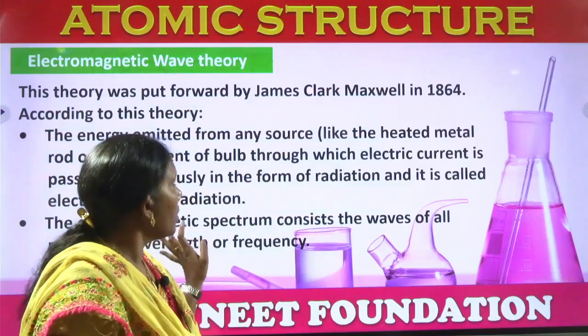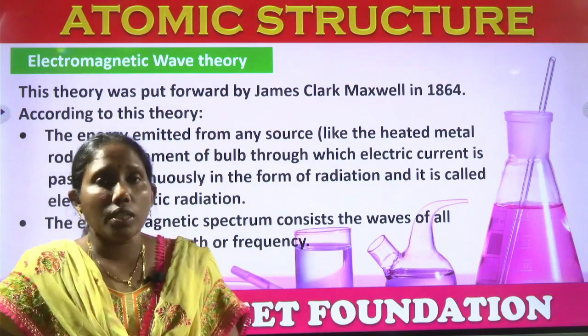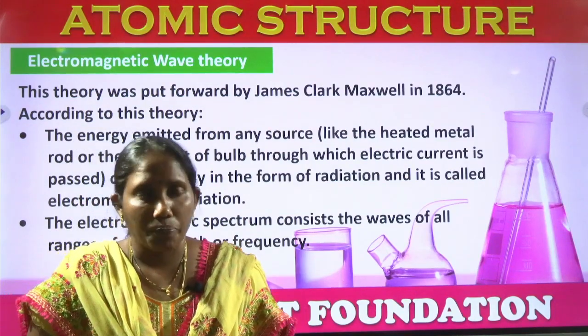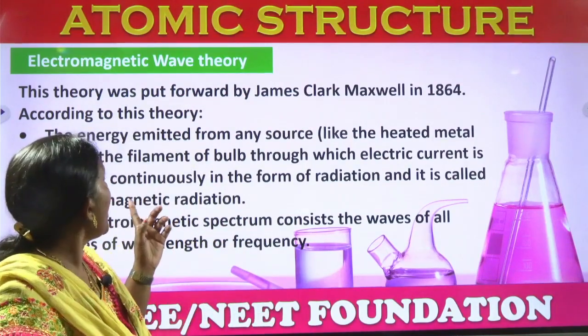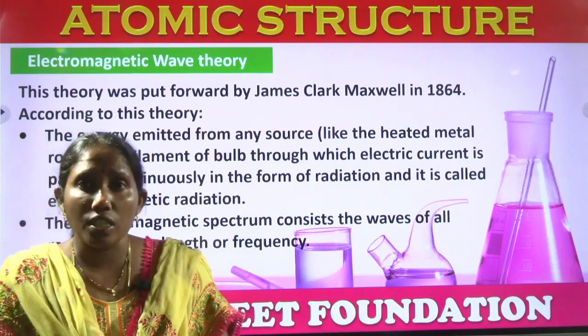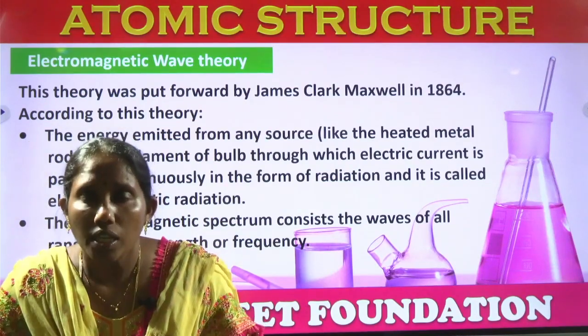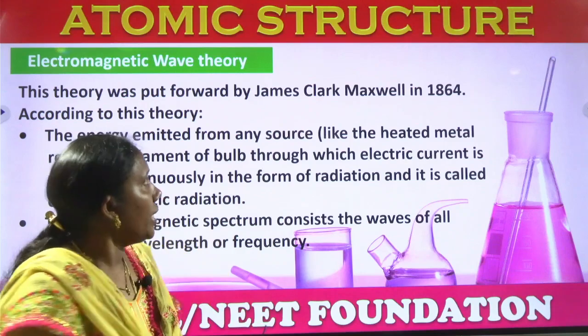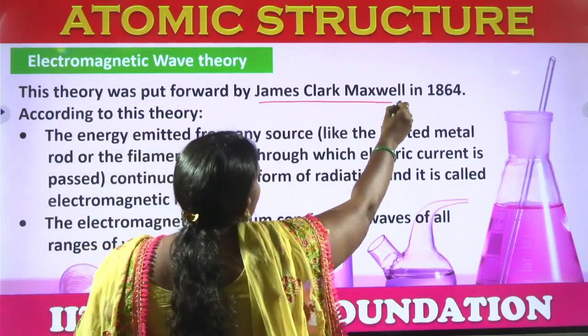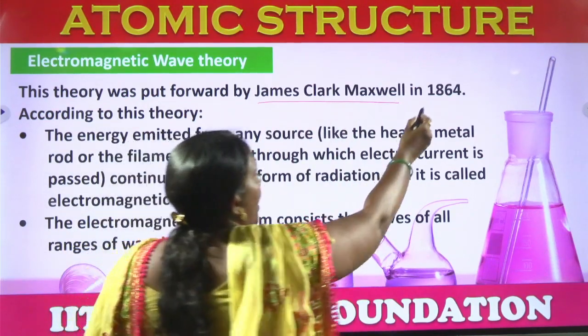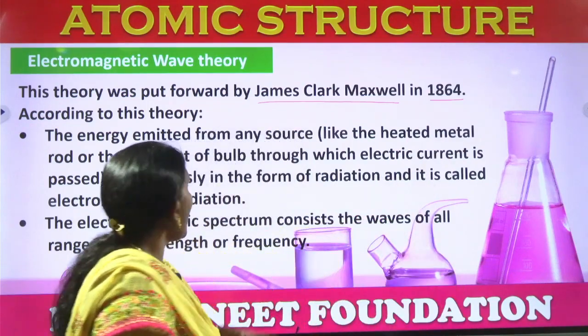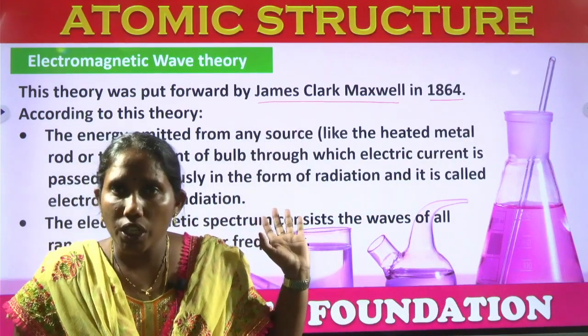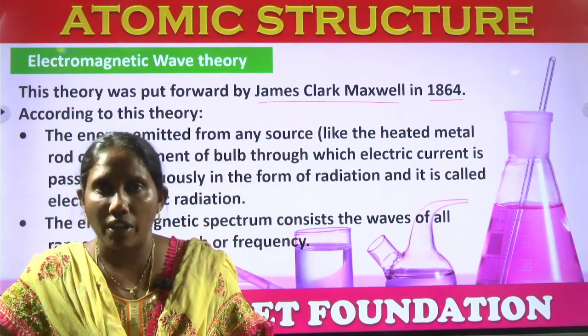First of all, what is electromagnetic wave theory? What is meant by electromagnetic wave theory? Who put forward this theory? He is the scientist James Clerk Maxwell. In 1864, he gave some information about electromagnetic wave theories.